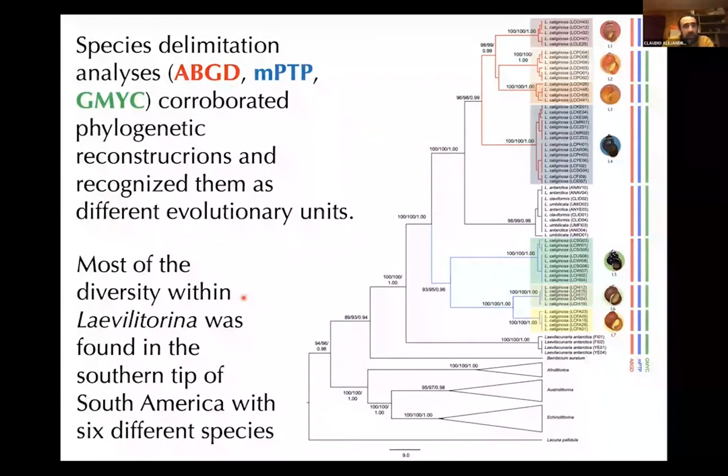Most of the diversity recorded within Levillitorina was found in the southern tip of South America, with 6 different species. Before this study, Levillitorina was a poorly represented group in South America, with only 1 species in continental South America, Levillitorina caliginosa. After this study, we can assure that we have at least 6 different species in the group in South America.